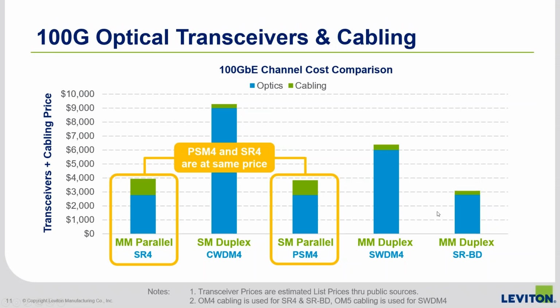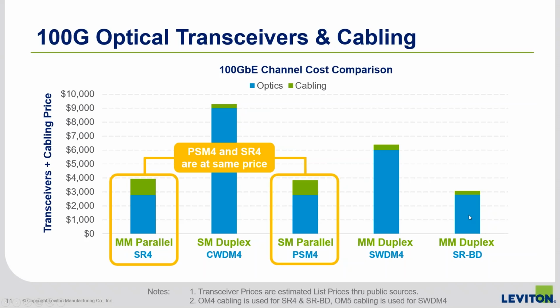If we look at the multi-mode duplex options, the SWDM4 is an option on the market. There really isn't much traction there. Not many of the switch guys offer that, but I did want to reference it here and show that it is a viable option, but hasn't been very well adopted. That one is using the OM5 cabling, so the overall cost is higher. And the reason is this other duplex option. The BiDi has been very popular. The overall cost is the lowest.